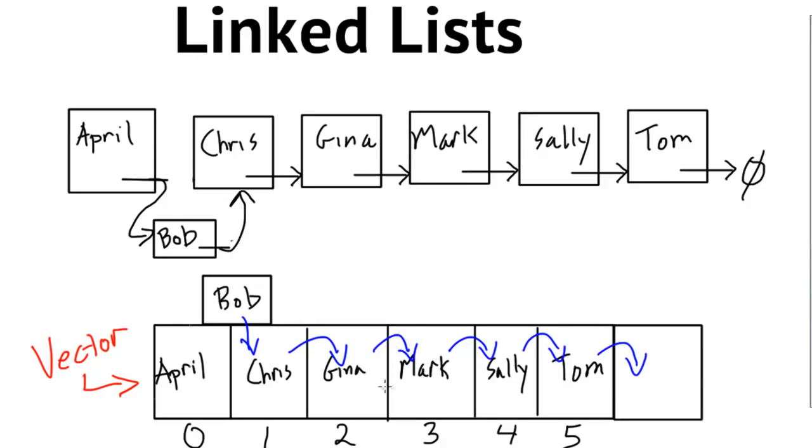So if we're interested in accessing the information associated with this contact Mark, we can just specify the name of the vector and the index value. Whereas in the case of the linked list, we would have to start here at April and follow these links through Bob, through Chris, through Gina, and then finally get to Mark.